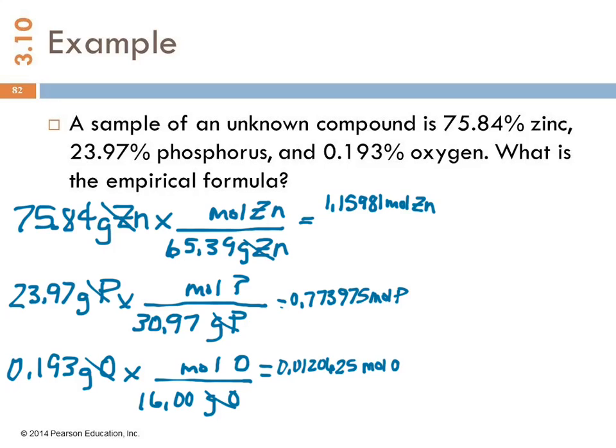If you want to do the whole pseudo formula like your book shows you, you go right ahead. What I do now is I look at these numbers and I say, okay, I need whole number ratios. Which one of them is the smallest? It's the moles of oxygen, right? This is the smallest number. We're going to divide everything by the smallest number.